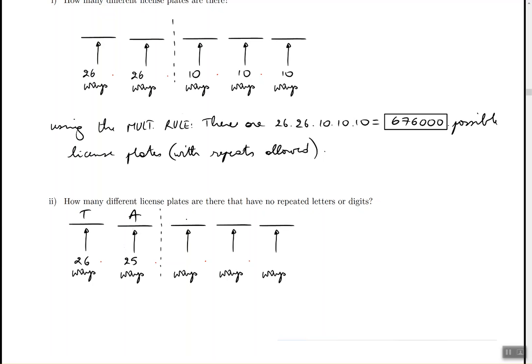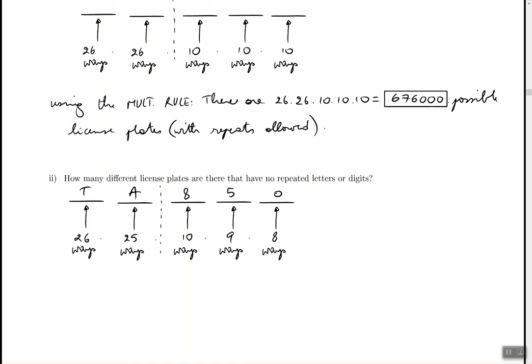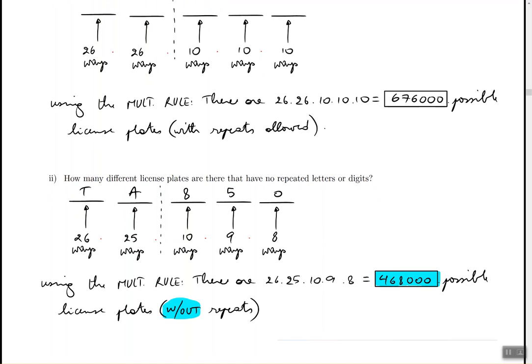So next you're going to pick, let's say 8. When you started, you had 10 choices. 8 is gone, now you have 9 choices. Let's say you pick 5. Now 8 and 5 are gone, and you have 8 choices left. Let's say 0. So how many possibilities are there? Well, 26 times 25 times 10 times 9 times 8. Again, using the multiplication rule, we can determine this amount. That gives us a total of 468,000 possible license plates without repeats in their digits or their letters.